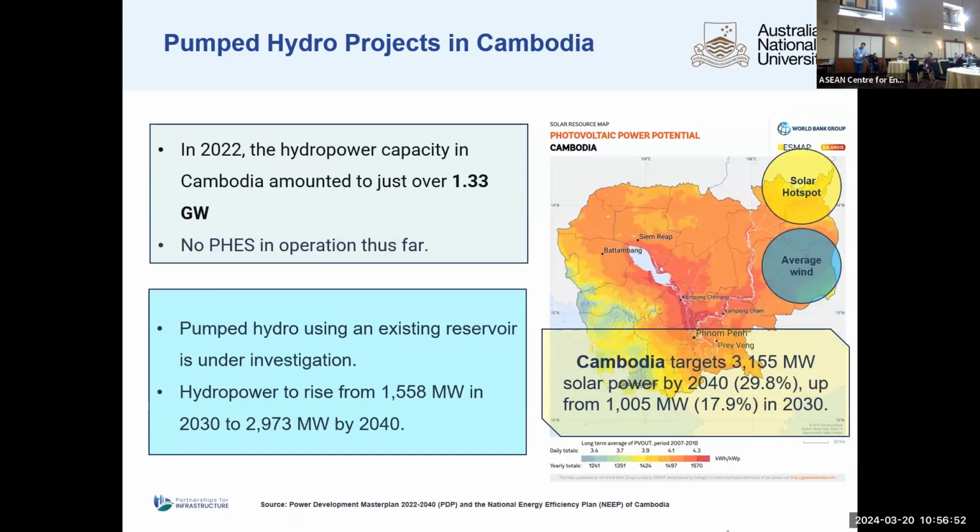Coming to Cambodia, in 2022, hydropower capacity amounted to about 1.33 gigawatt. No pumped hydro is in operation thus far, and pumped hydro using existing reservoirs is under investigation. Hydropower is expected to rise from 1558 megawatt in 2030 to around 3,000 megawatt by 2040. Cambodia targets more than 3,000 megawatt of solar power by 2040. You can see that Cambodia has really good solar potential as well as a little bit of wind.